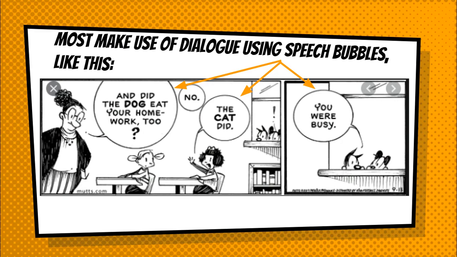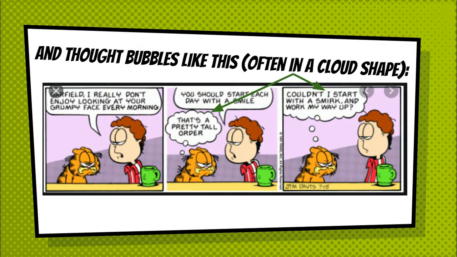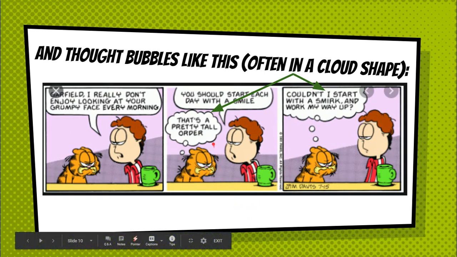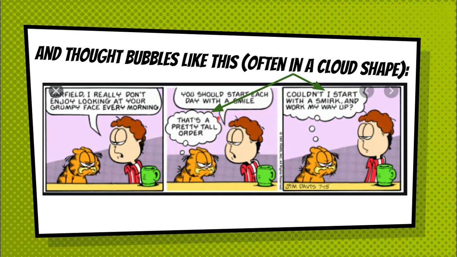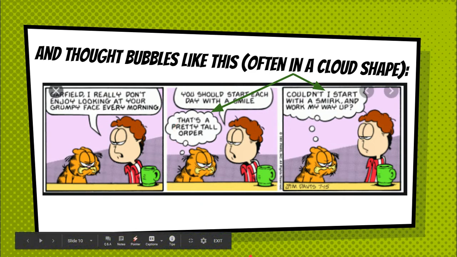Most comics make use of dialogue using speech bubbles like this. And you can always tell which character is speaking. And thought bubbles like this, often in a cloud shape. That's how I always could tell the difference. Like I knew that he was talking because this was a smooth, round shape. And I knew that he was thinking because he had a cloud shape around it. It's not always the case, but that's certainly a pattern that I noticed.